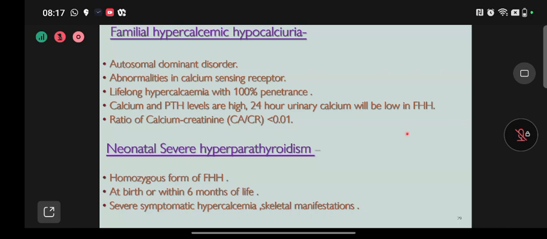Then coming to FHH, it's an autosomal dominant disorder. There are abnormalities in the calcium sensing receptor, with lifelong hypercalcemia with 100% penetrance. The calcium and PTH levels are high, and the 24-hour urinary calcium will be low in FHH. That is a differentiating point from primary hyperparathyroidism, and the calcium to creatinine ratio is less than 0.01. Then coming to neonatal severe hyperparathyroidism, it is a homozygous form of FHH. It is present at birth or within 6 months of life. There is severe symptomatic hypercalcemia, and skeletal manifestations are there.